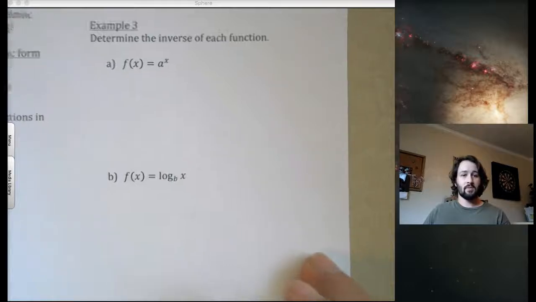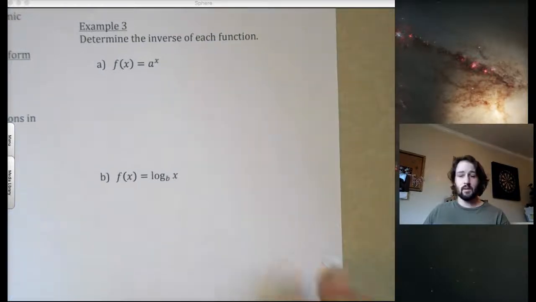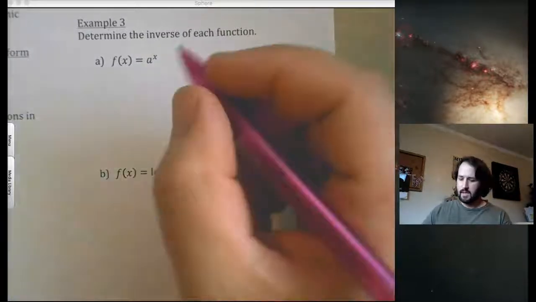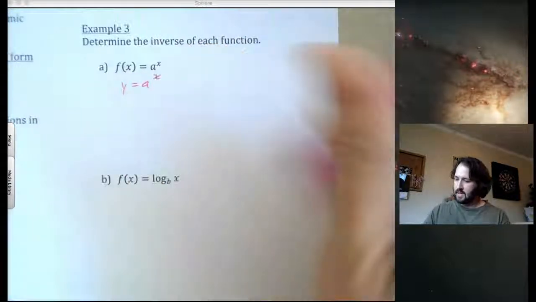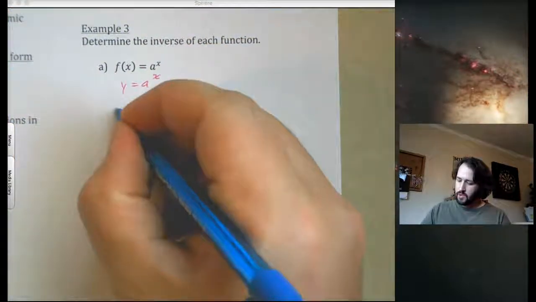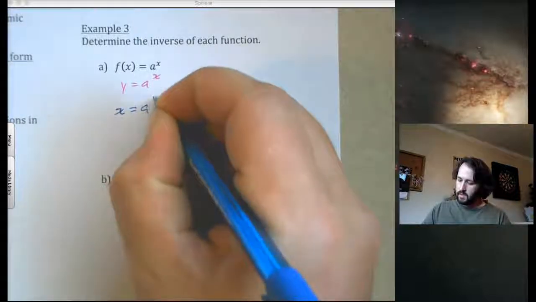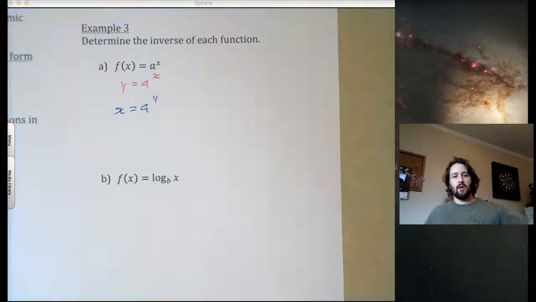All right. So the next part we have is determine the inverse of each function. So remember, inverse, we switch the x and y where they are, and then we resolve for y. So this is the way this works on these. So if I were to say that this is y equals a to the x, now to find the inverse, I would switch the x and y where they are. All right, so I have x equals a to the y. Now I need to get y by itself again.